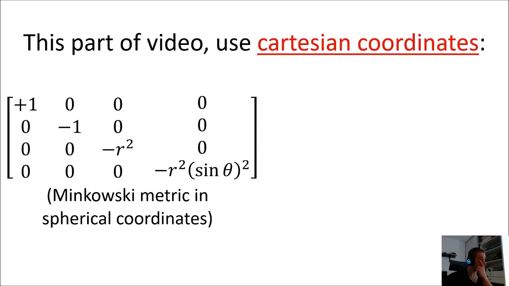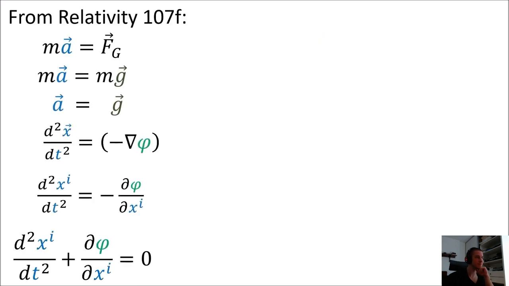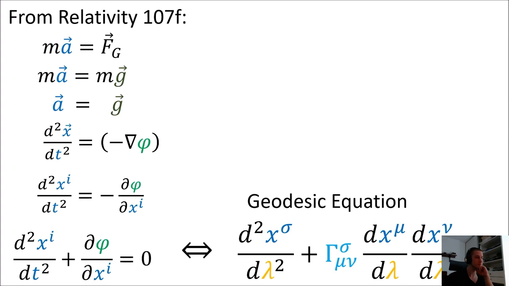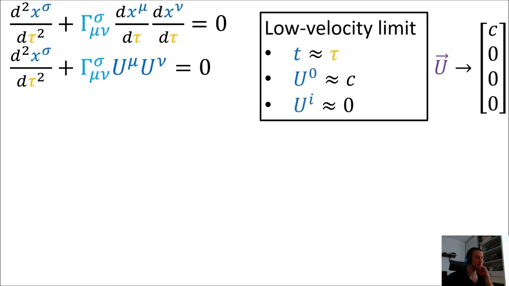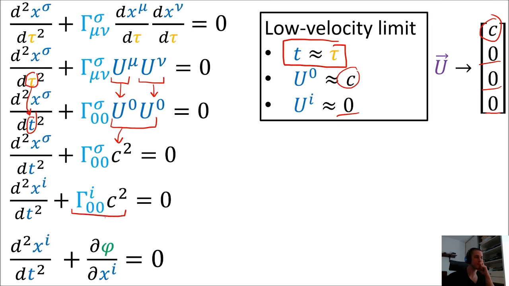For this part of the video, I'm going to use the Minkowski metric in Cartesian coordinates instead of spherical coordinates. I showed in Relativity 107F, during the derivation of the Einstein field equations, that we can force the geodesic equation to match the Newtonian equation for acceleration due to gravity. In the limit of low velocity, the proper time is approximately equal to the coordinate time t, and an object's four-velocity vector components are dominated by the time component, which is basically c, with the other components going to 0.